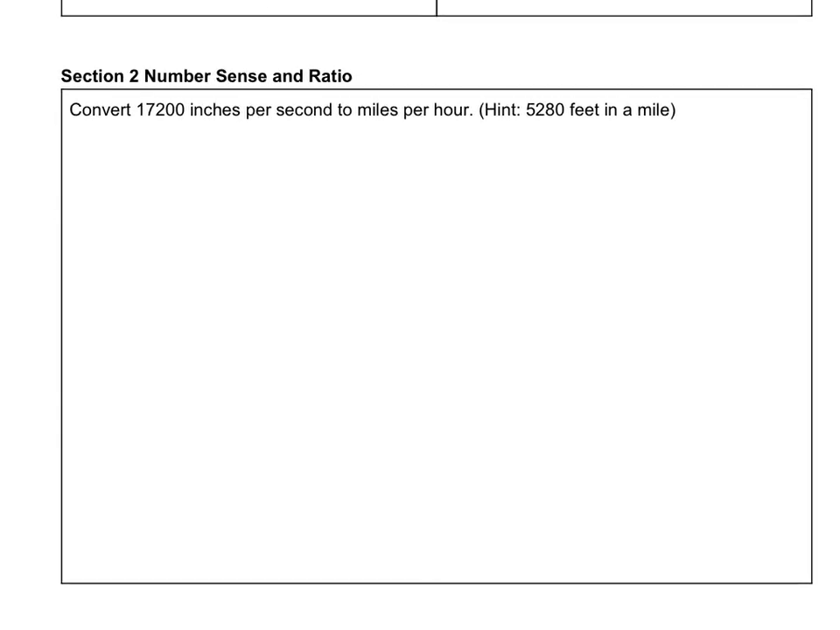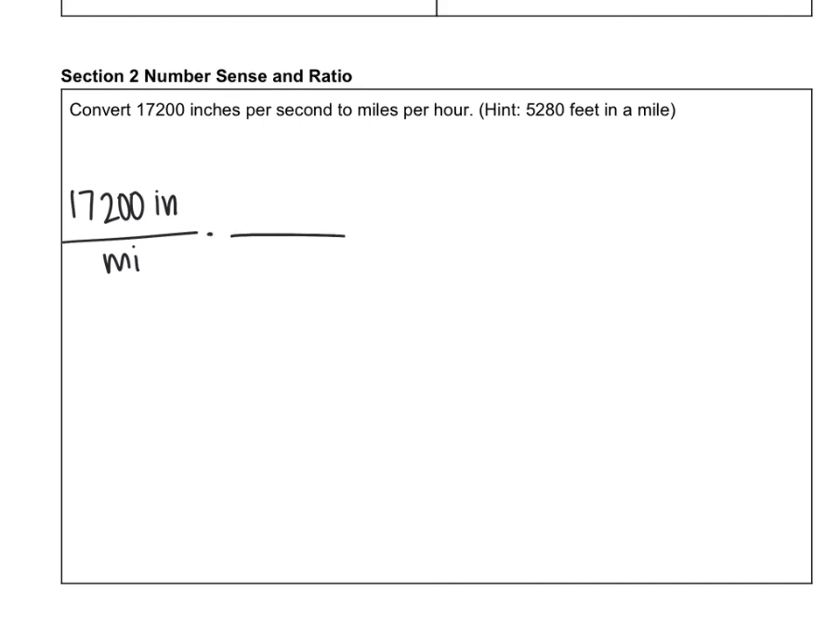So next, we want to convert 17,200 inches per second to miles per hour. And I give you that there are 5,280 feet in a mile. So we start with the 17,200 inches per second. Okay. So we have to do 2 conversions here. We have to convert inches to miles and seconds to hours.